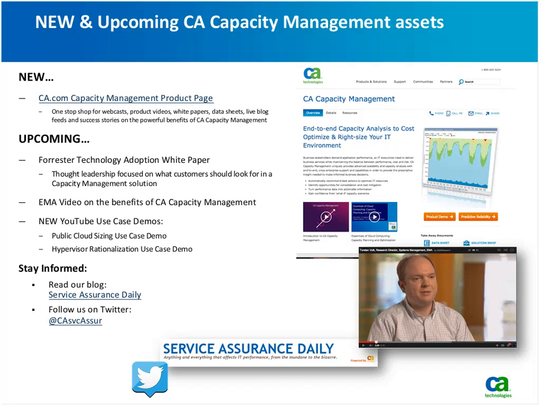And as you can see, some more great demo use cases around the great functionality from CA and its capacity management product with public cloud sizing as well as hypervisor rationalization, which is a big word and tough to say sometimes, but really a lot of customers are considering moving from one hypervisor to the next, maybe for cost concerns, and predictively understanding the impact on your applications before doing that is the benefit that the CA capacity management solution brings to the table. And lastly, just to always stay informed, you can check out the daily service assurance blog.